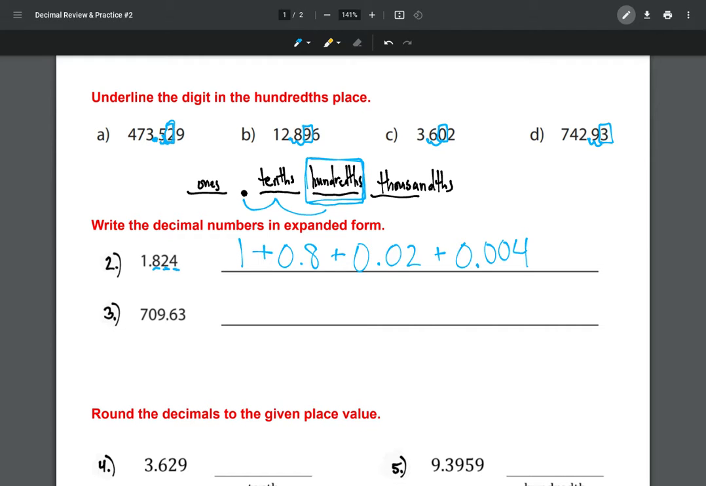In number 3, we see 709 and 63 hundredths, so we'll write 700 plus a 9 in the ones place, plus a 6 in the tenths place, and a 3 in the hundredths place. If you put a 0 between the 7 and the 100 and you wrote 700 plus 0 plus 9, that is okay as well.